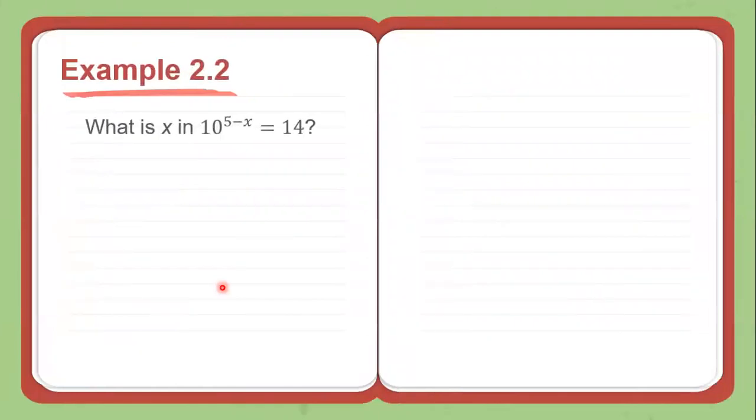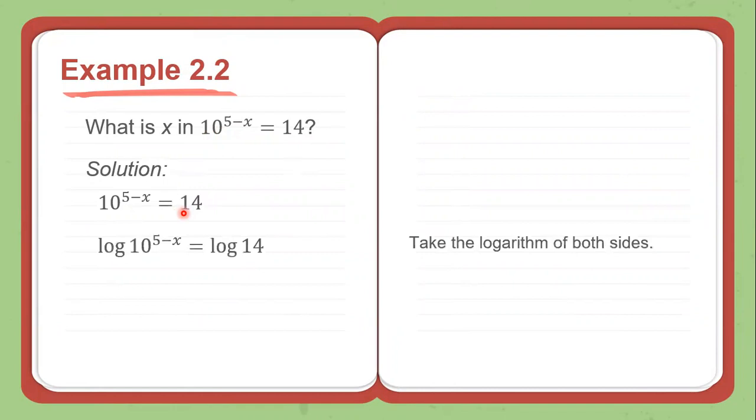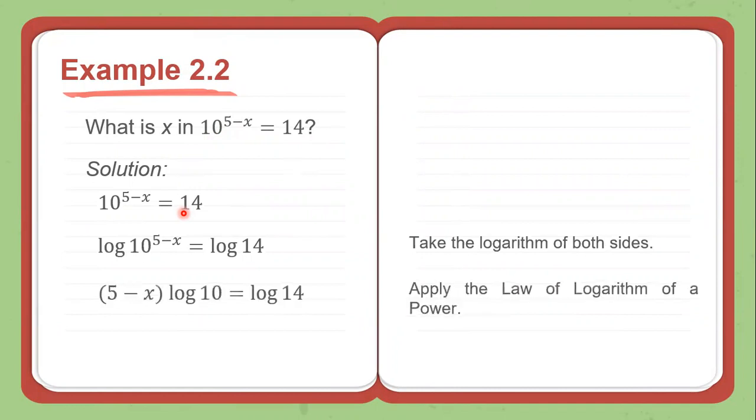What is x in 10 raised to 5 minus x is equal to 14? Just like the previous example, 14 specifically cannot be expressed as the power of 10. So we have to take the logarithm of both sides. The logarithm of 10 raised to 5 minus x is equal to the logarithm of 14. And we can also apply to the left side of the equation the law of logarithm of a power, giving us 5 minus x times the logarithm of 10 is equal to the logarithm of 14.